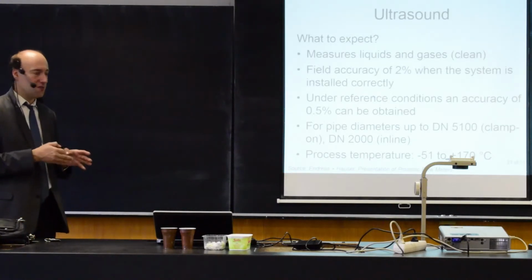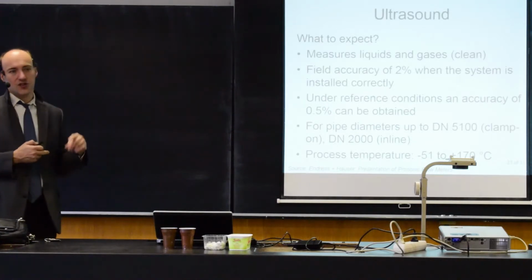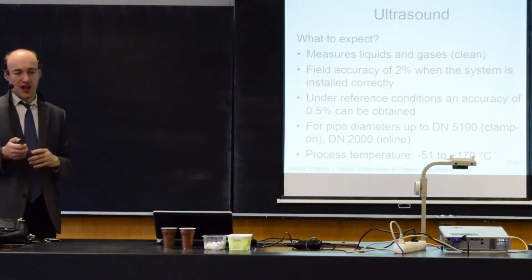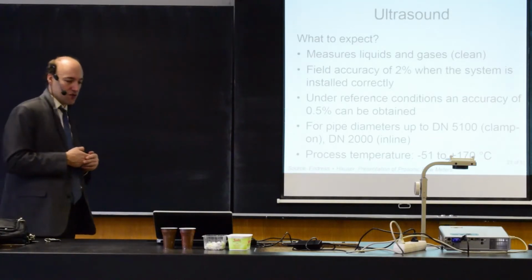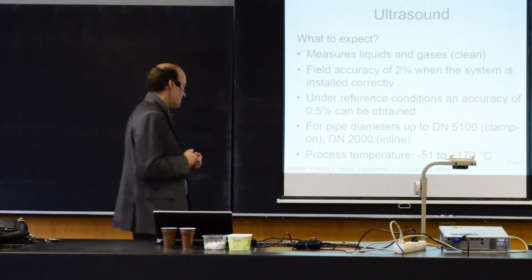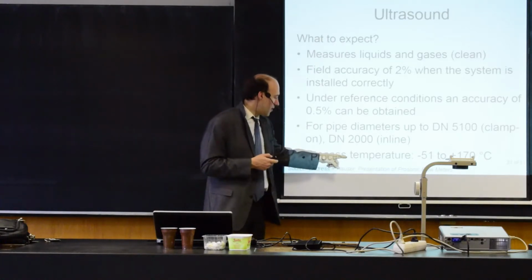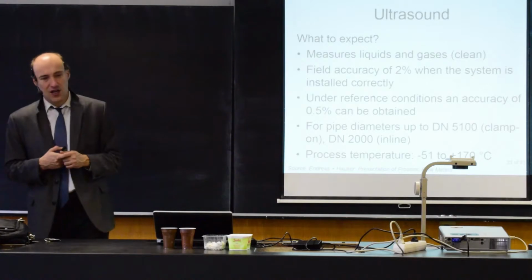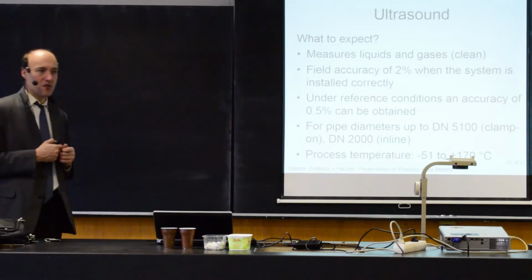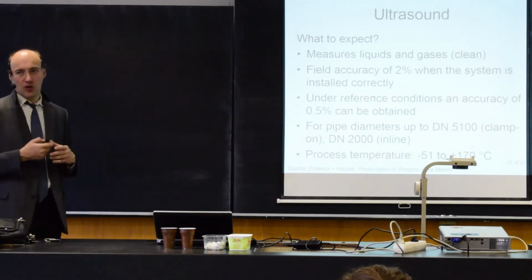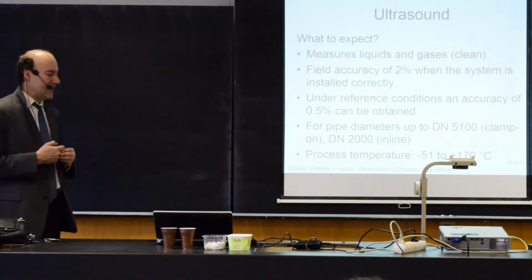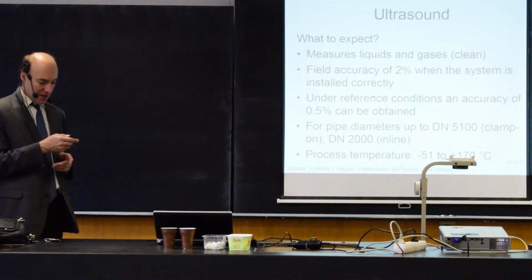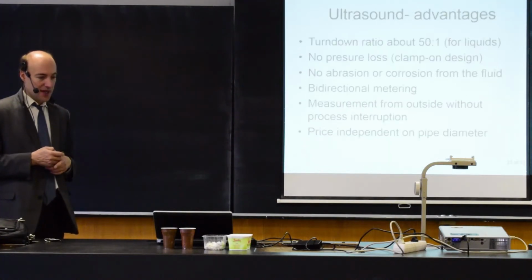So the inline system means that you have the sensors installed in the pipe wall within an armature, and the clamp-on is that you have these sensors from the outside. It can measure roughly in this temperature range, so from about -50 to +170 centigrade, so definitely smaller maximum temperatures than the orifice plate, but it's still a large temperature range.